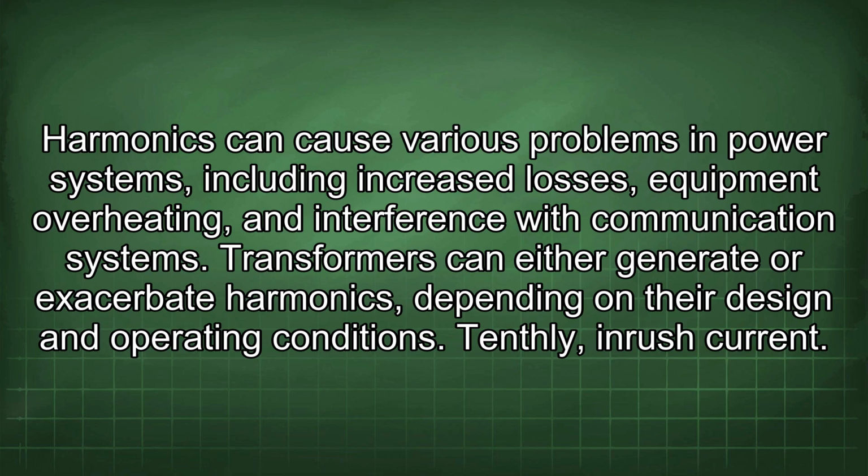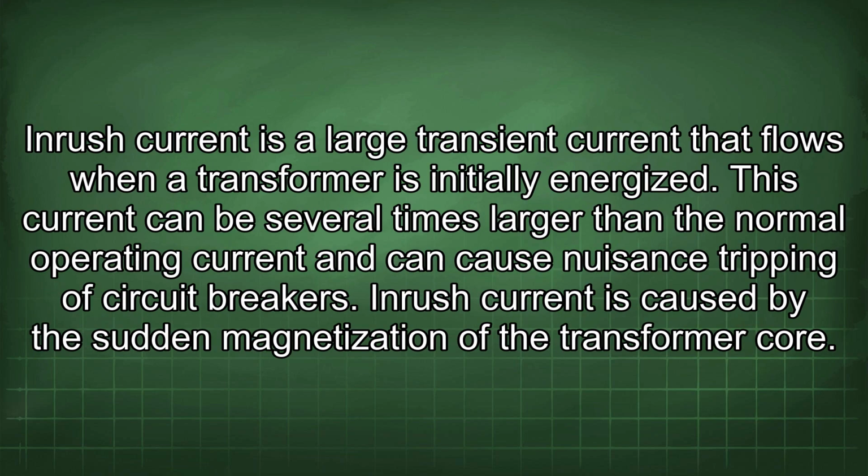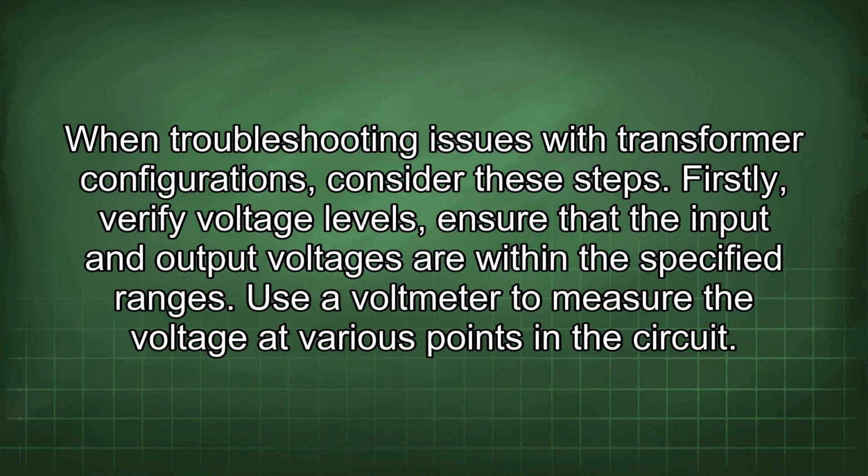Tenthly, inrush current. Inrush current is a large transient current that flows when a transformer is initially energized. This current can be several times larger than the normal operating current and can cause nuisance tripping of circuit breakers. Inrush current is caused by the sudden magnetization of the transformer core. When troubleshooting issues with transformer configurations, consider these steps.